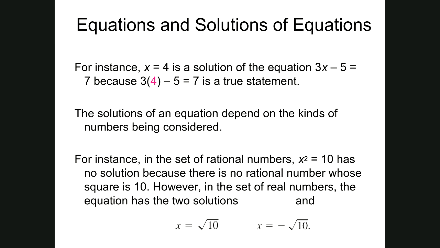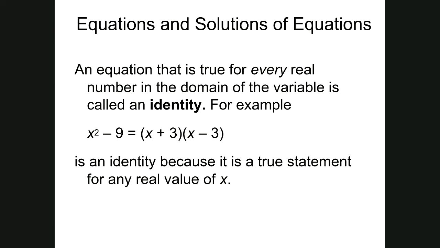For example, in the rational numbers, x squared equals 10 has no solutions. There is no rational number whose square is 10. However, in the set of real numbers, the equation has two solutions: x equals the square root of 10 and x equals negative the square root of 10. Remember, anytime you take the square root of both sides, you have to go plus or minus. So that would be plus or minus the square root of 10. All right. Hopefully this is bringing back things from years past. Some of you are like, no, I don't want to remember this stuff.